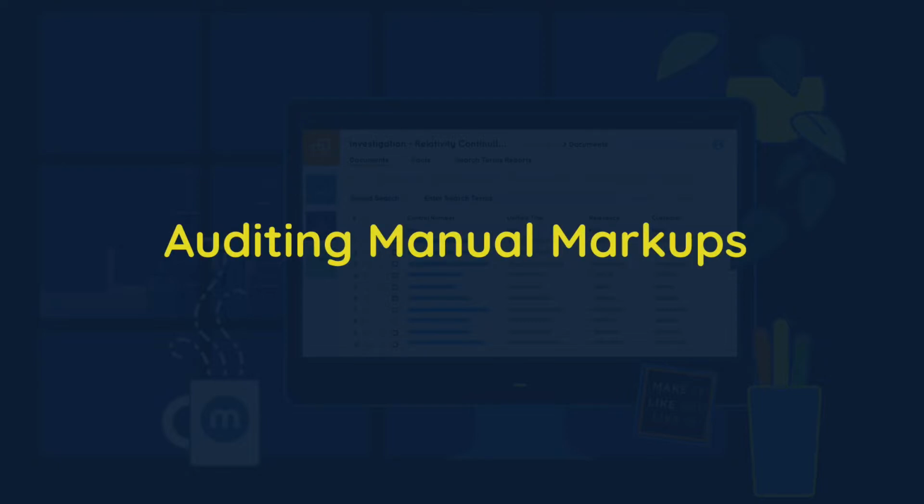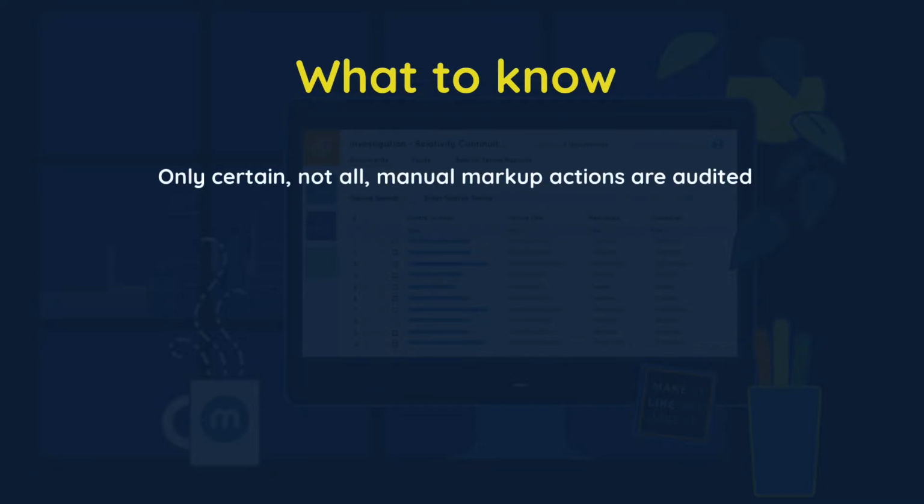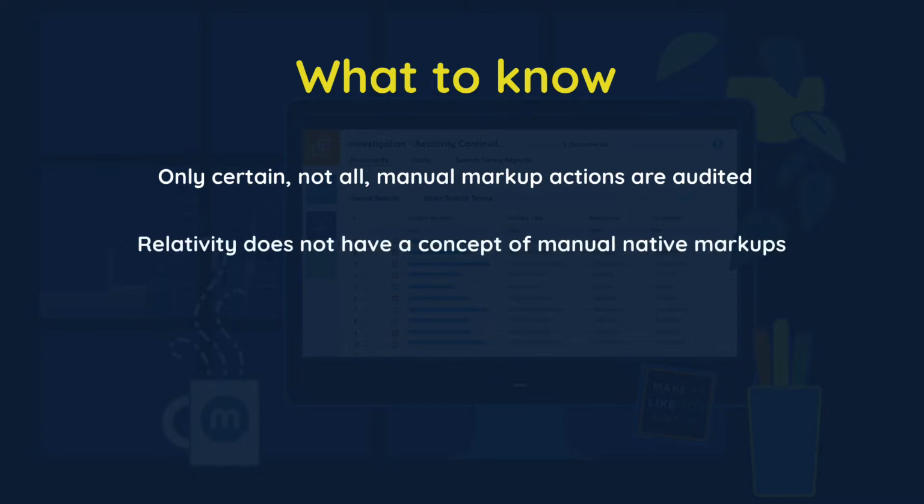The next thing that I want to talk about is auditing manual markups. There's a few things that you need to know about these audits. First is that only certain manual markup actions will be audited. Secondly, it's important to understand that Relativity does not have a concept of manual native markups, and as such, these audits are created and stored in Blackout.